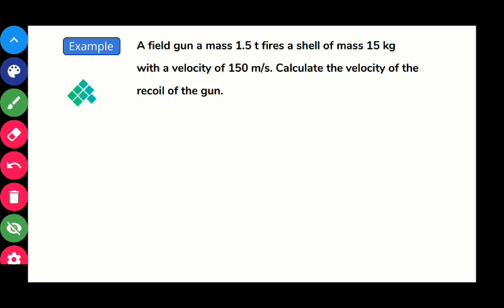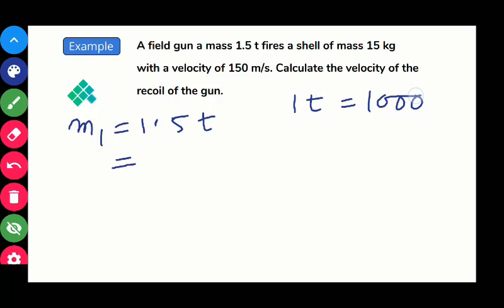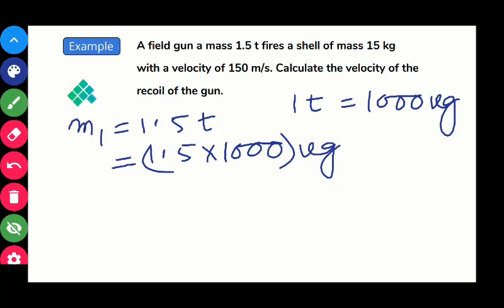So here the mass of the gun is m1. m1 is written as 1.5 ton. 1 ton is equal to 1000 kg. Remember that 1 ton is equal to 1000 kg. 1.5 tons means 1.5 into 1000 kg. We have to convert it and that becomes 1500 kg, right? The gun has a mass of 1500 kg.